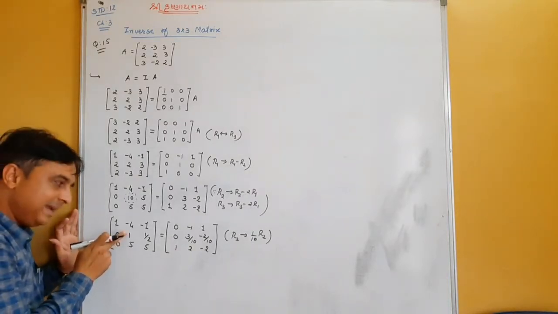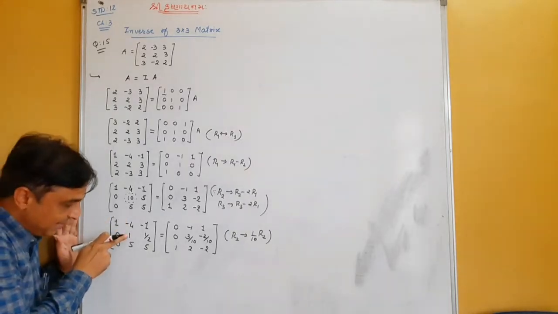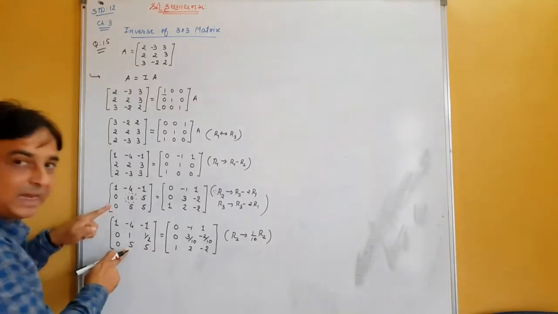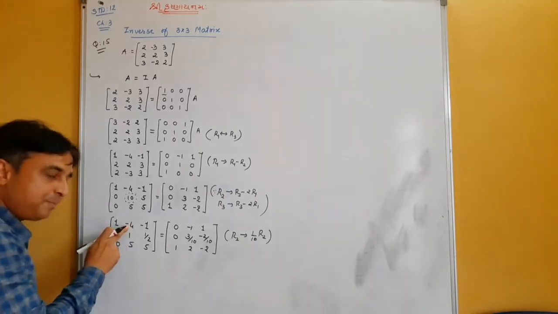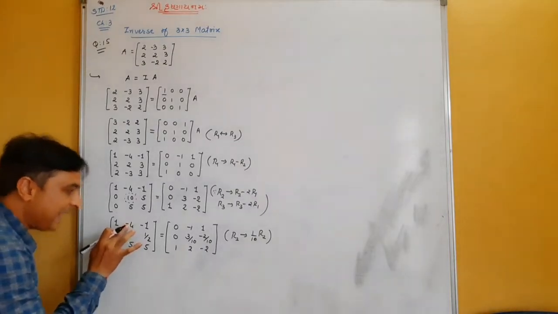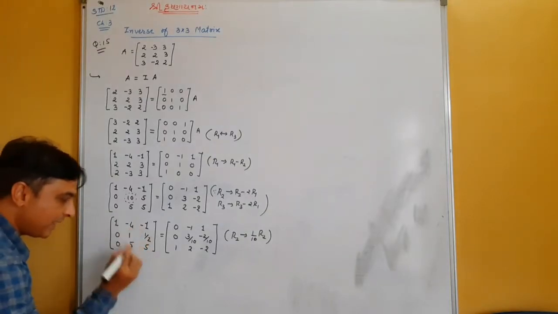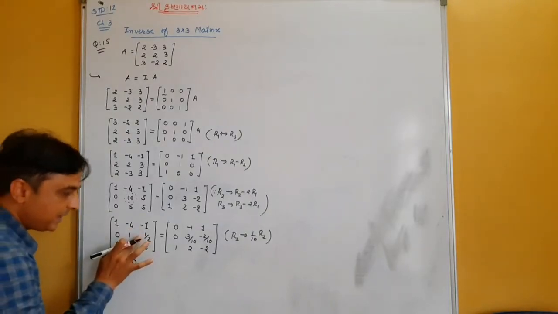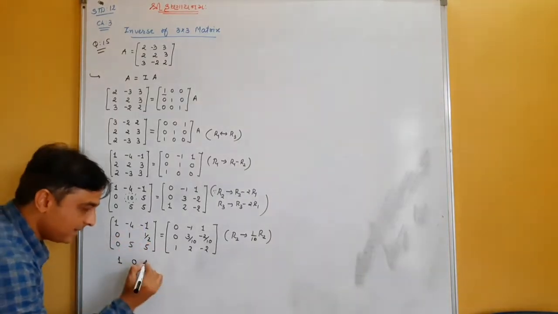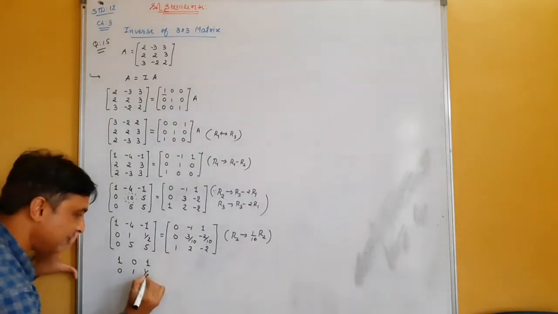Now multiply it by 4 and add in the first row, and multiply it by 5 and subtract from the third row. So first we are doing the first row process. Multiply with 4 and add: 1. Multiply with 4 and add here, 0. Multiply with 4, it is 2, and add here, it is 1. Second row as it is.